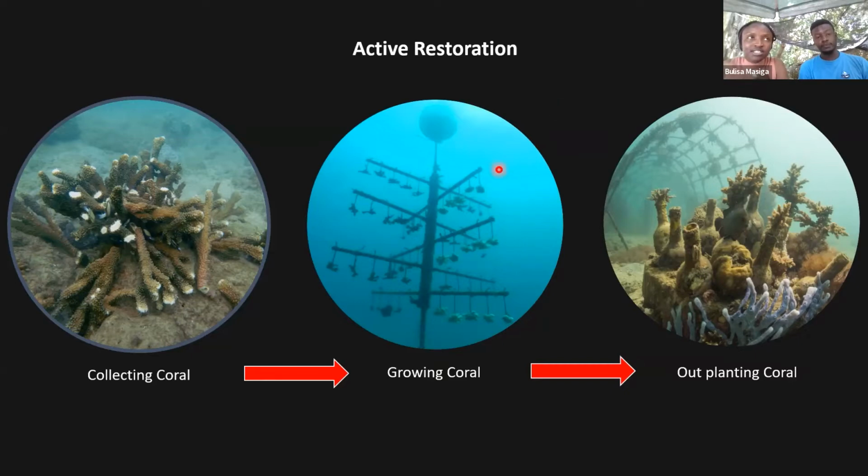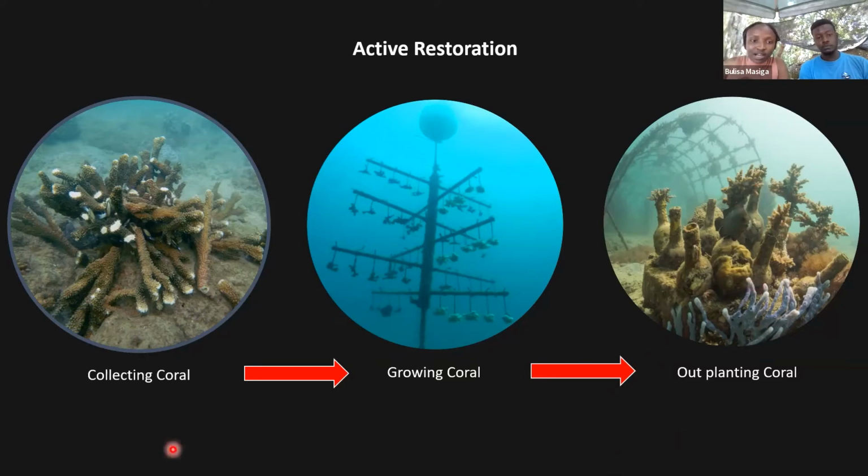This is a tree that is naturally buoyant. The buoy helps it to be stable on itself, so even when the waves and currents come, the tree is very buoyant. After this nursery stage, the corals are now huge. We harvest them from the nursery and put them on the artificial reef. As Bulisa said, the corals need a hard substrate to attach themselves and to grow. So we have different designs of structures that we put the corals on to grow.